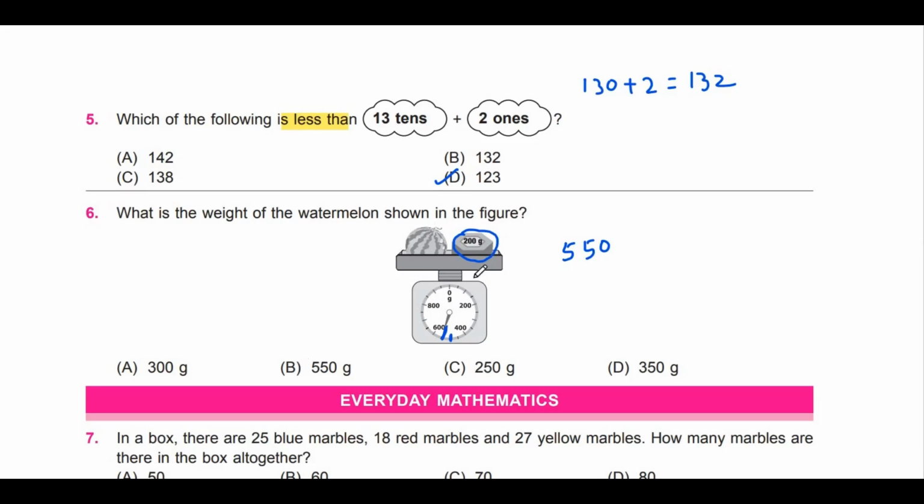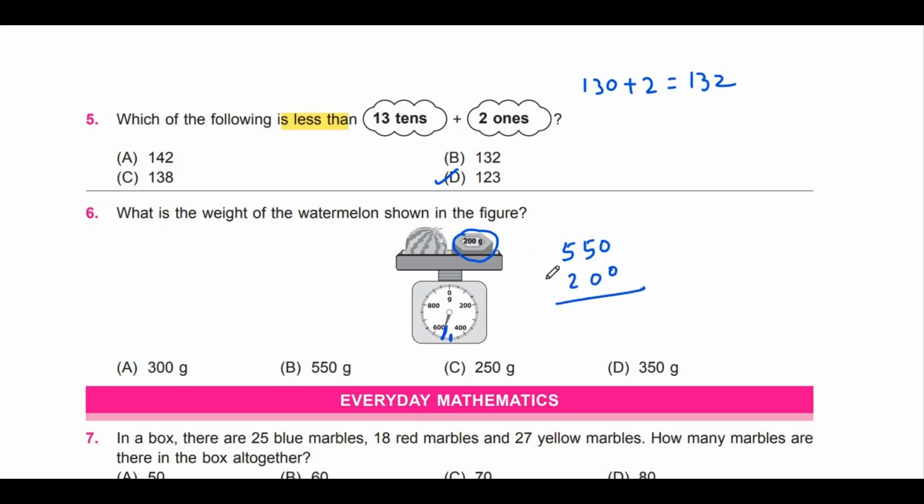You have to see the whole picture clearly. As you could see, there is a 200 grams given here. So that watermelon plus 200 grams gives you 550. It's not only the weight of watermelon. So watermelon plus 200 grams is given as 550. So we have to take away this 200 grams from the 550 grams.